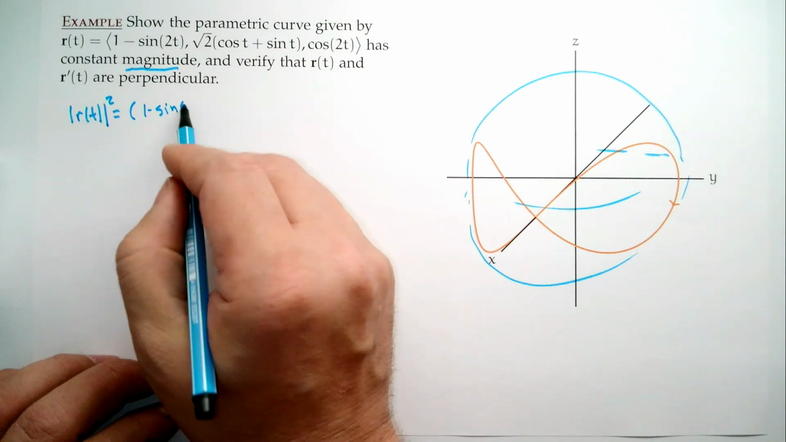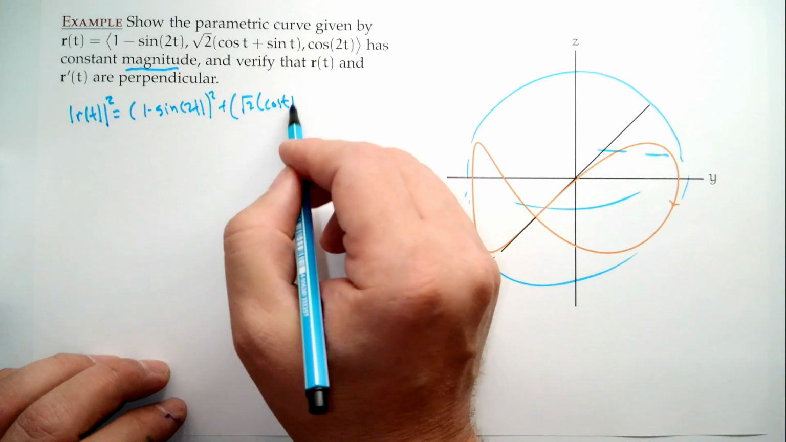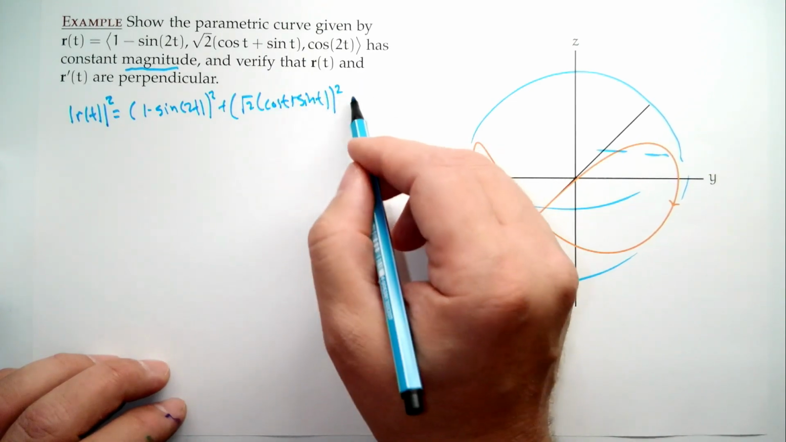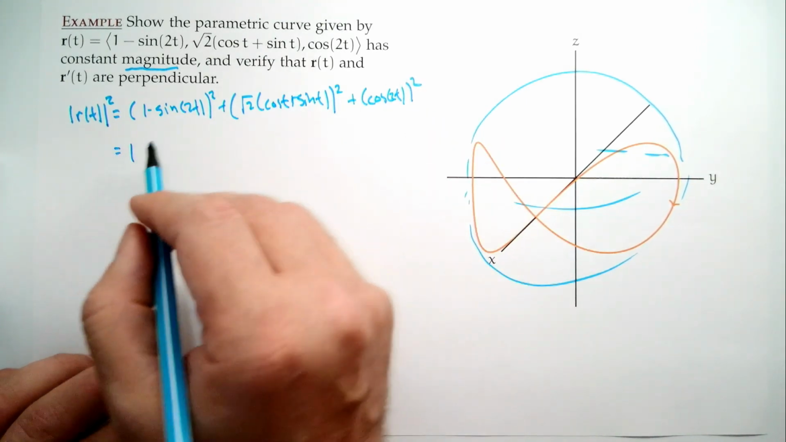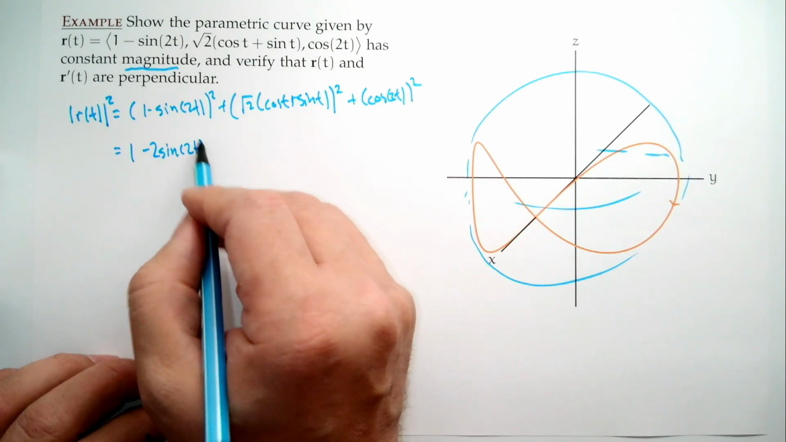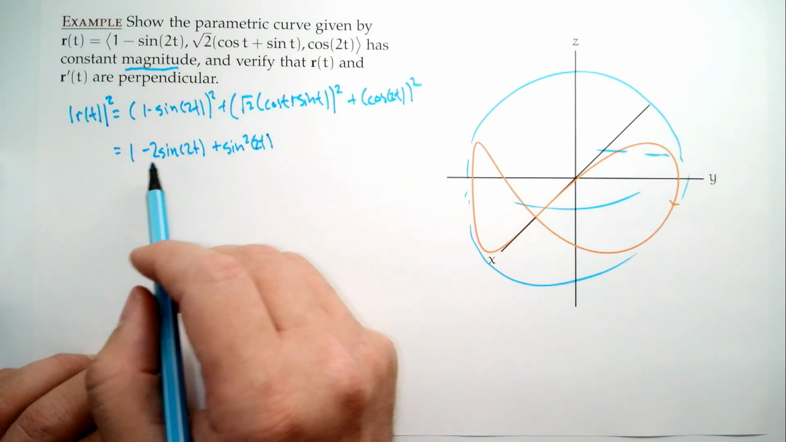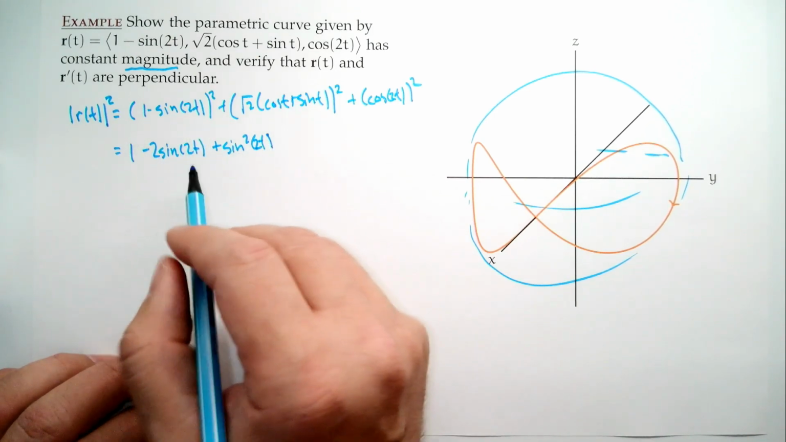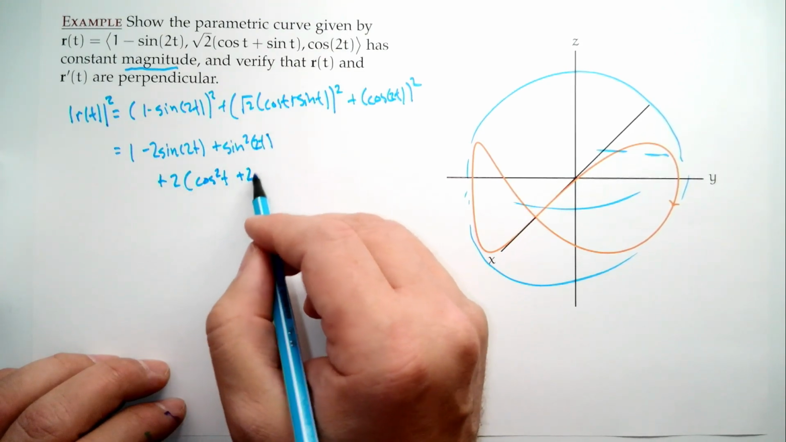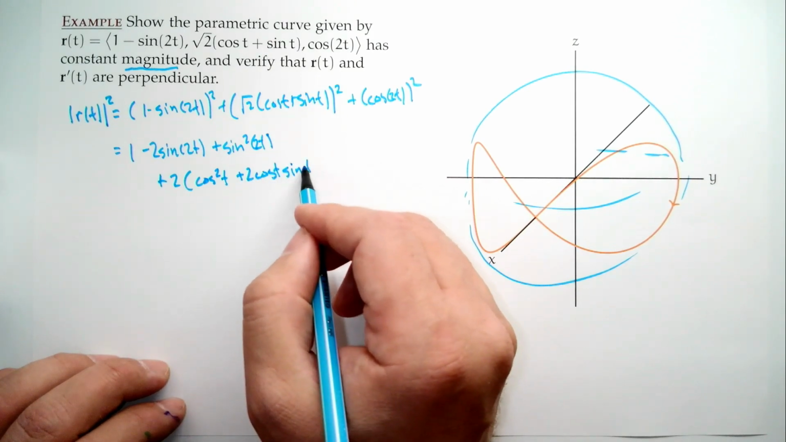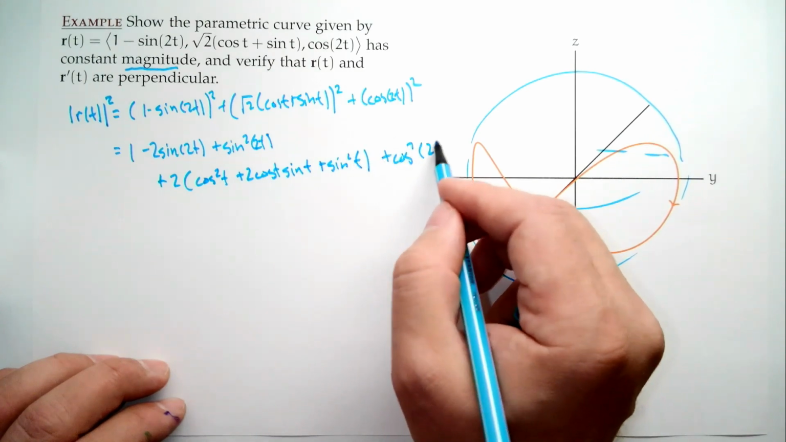So I want to look at (1 minus sine of 2t) squared plus (root 2 times cosine t plus sine t) squared plus cosine of 2t squared. Now, if you work this out, and I'm going to go a little bit fast here because we're almost out of time, from the first term you'll get 1 minus 2 sine of 2t plus sine squared of 2t. From the second term, the square root of 2 squared, so you get plus 2 times cosine squared t plus 2 cosine t sine t, and then plus sine squared t. And from the last term, you get cosine squared of 2t.